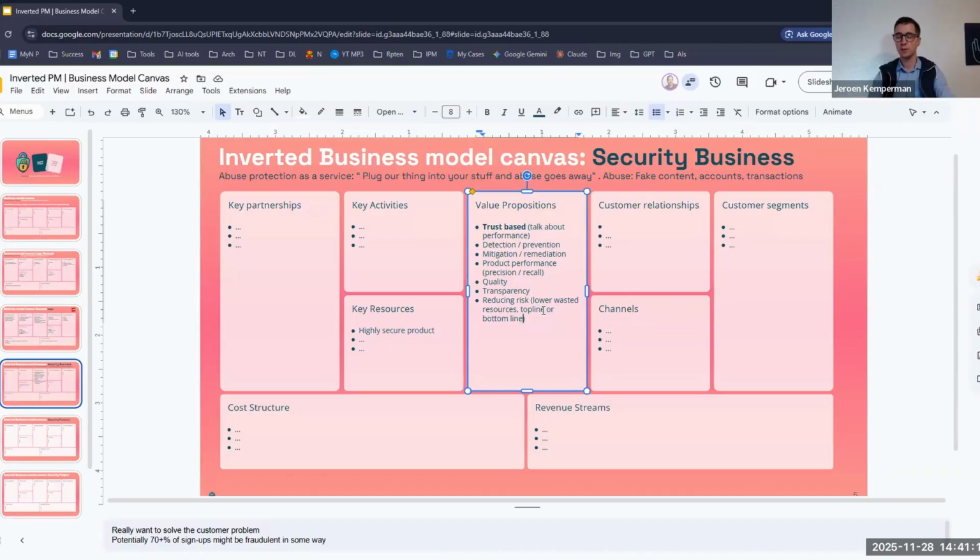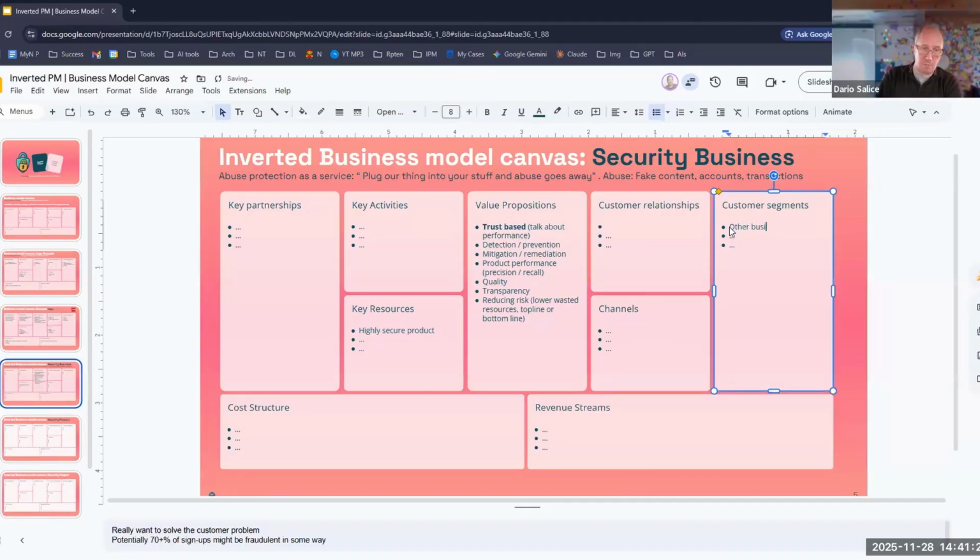And by the way, let's talk about a few of the customers that we would sell this protection as a service to, abuse protection as a service. I guess that would be other businesses, right? Yeah, businesses that operate customer-facing or public-facing platforms. Okay. Retailers. Yeah, we can do retailers.